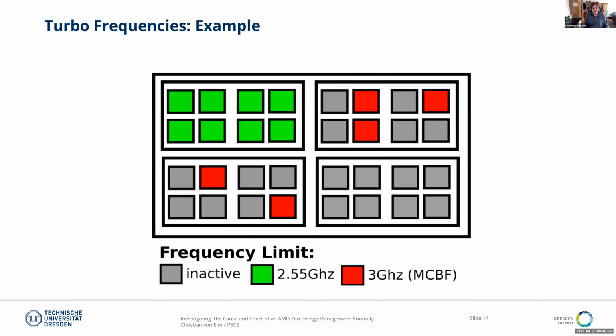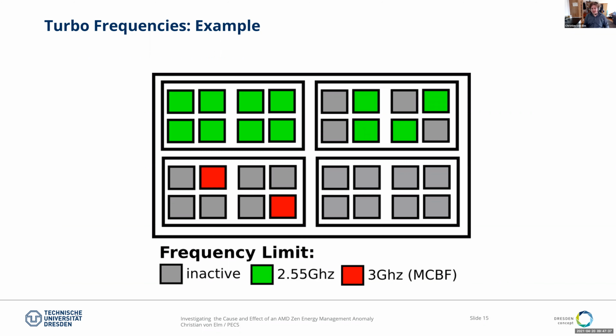How this works can be seen in this very simple example. This schematically shows one of our processors with 4 NUMA nodes. And as you can see, in the first NUMA node in the upper left corner all cores are active, so the frequency limit is 2.55 gigahertz. While in the upper right and lower left NUMA nodes, 3 and 2 cores are active, which is obviously less than 4, which means that the frequency limit is 3 gigahertz here.